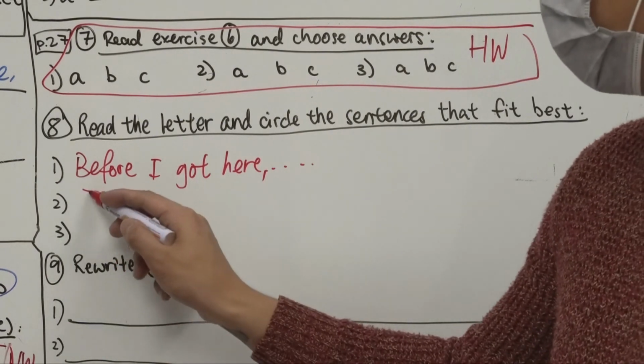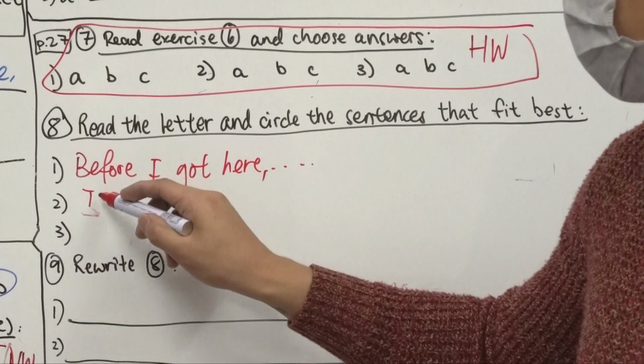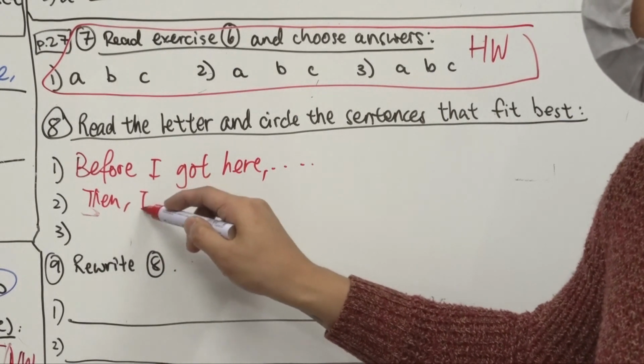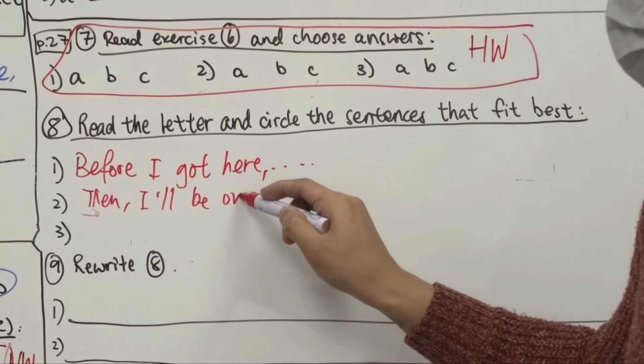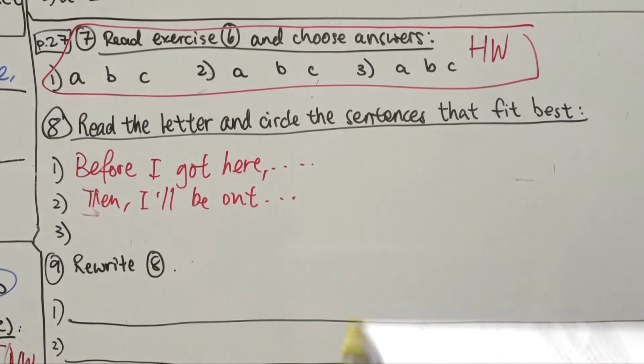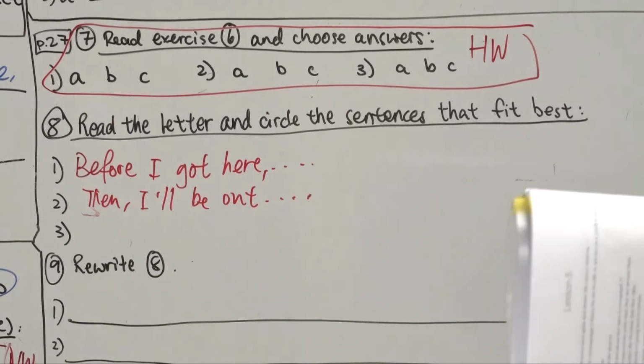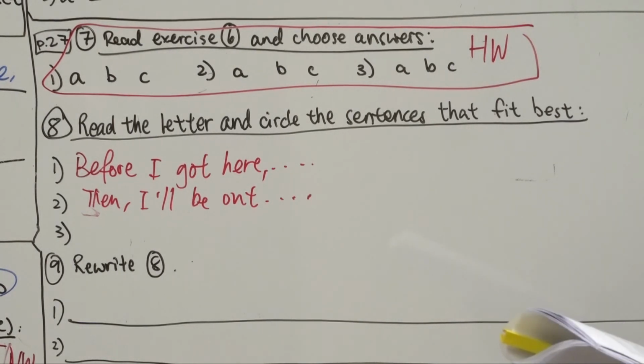Right, it should be the second one, right? Then I'll be out and then take care of the mom, right? So the second sentence. All right, third one, the last one, okay?